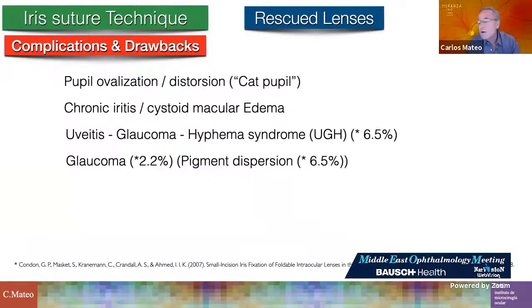But there are other complications that have been described: chronic iritis, cystoid macular edema, but this is pretty similar to other techniques, uveitis, glaucoma, hyphema syndrome, glaucoma because of the pigment dispersion.